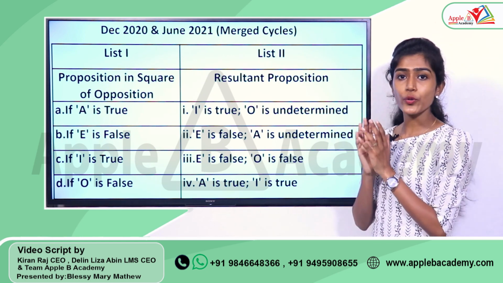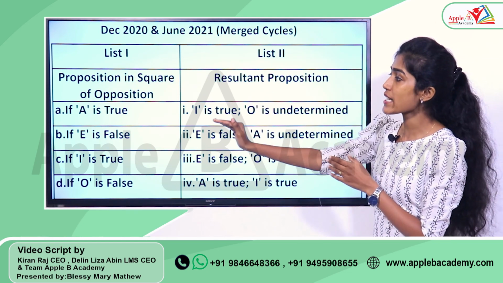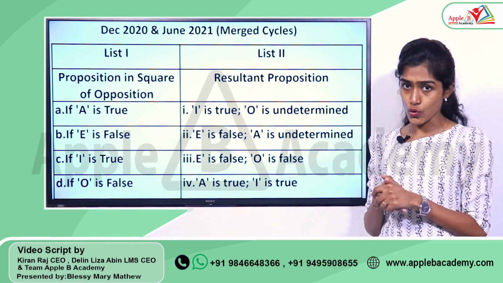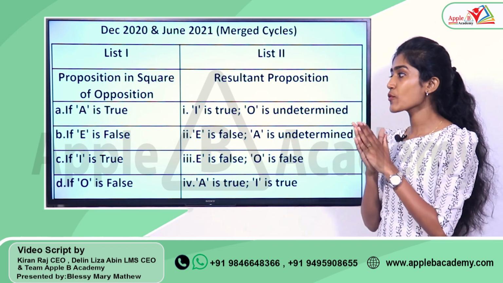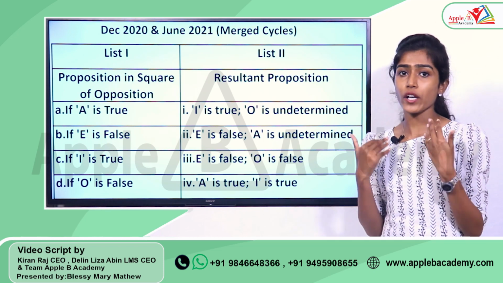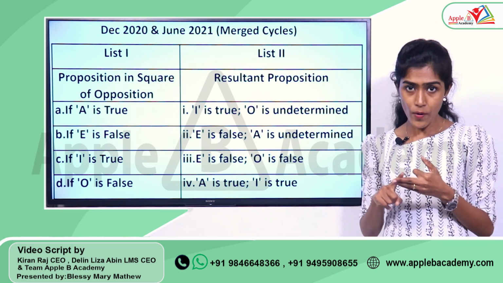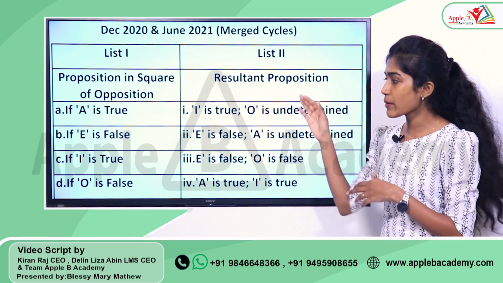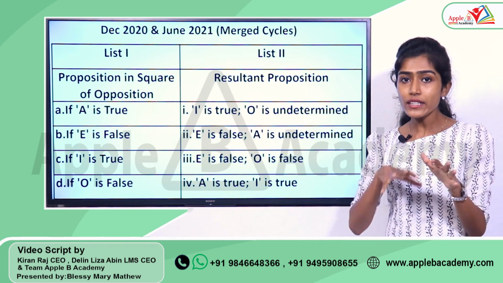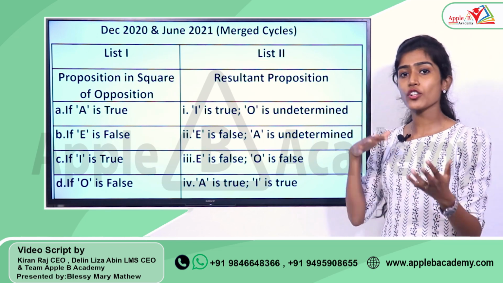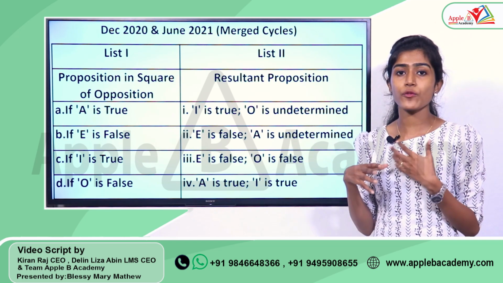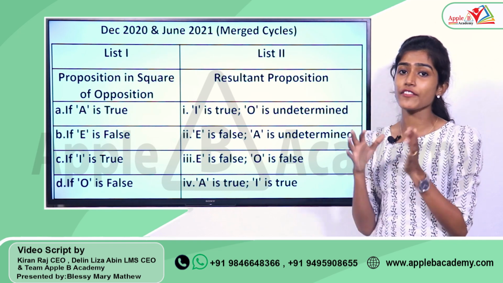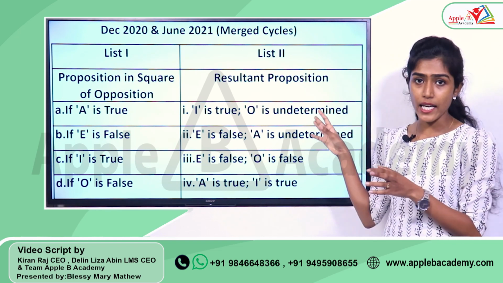What we are going to do here is take each and every option that is given. Let's first take: if A is true, we'll focus on what the condition of E, I, and O will be. Then we'll take the next one, that is E is false. Likewise, we'll do all the options. Through this analysis, what we are trying to show is how you have to think, or what perspective you have to take on these types of questions.